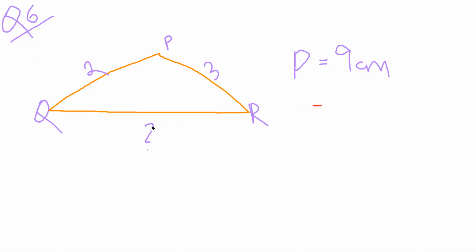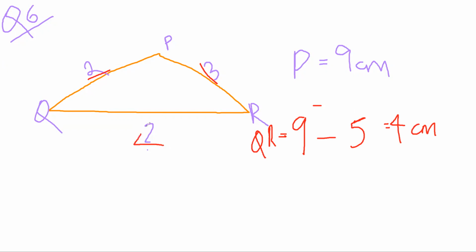How to find the length of the unknown side? Just add these two given sides. It is how much? 3 plus 2 is 5. And subtract from the perimeter. I am finding the length of QR. QR equal to 9 minus 3 plus 2. How much? 5. The answer is 4 centimeter. Very easy one, this one. Just add the two given sides and subtract with the perimeter. You will get the answer. Come to the next question.